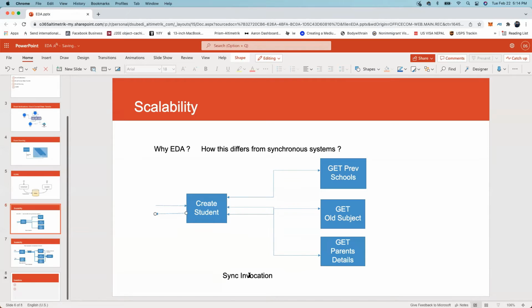So it's waiting on all of these 3 requests to get processed before it sends a response back to the user. So this is totally a sync invocation. So there is no async process.